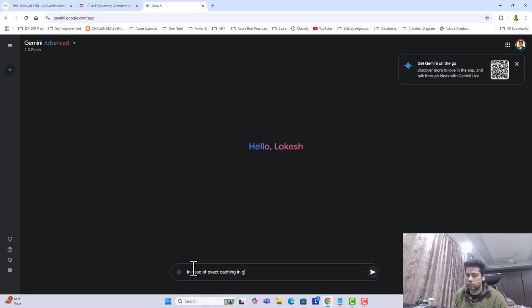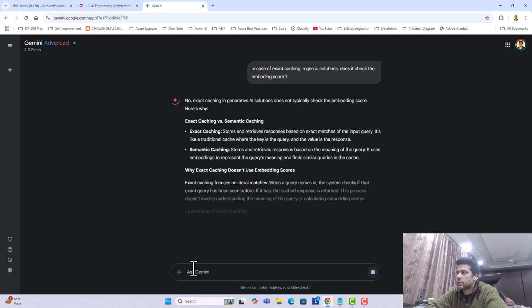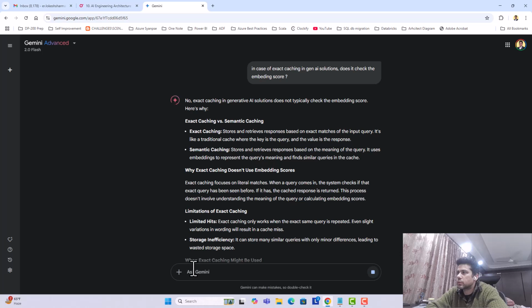caching, Gen AI solutions. Does it check embedding score? No, exact caching in Gen AI does not typically check the embedding score. Here's why.